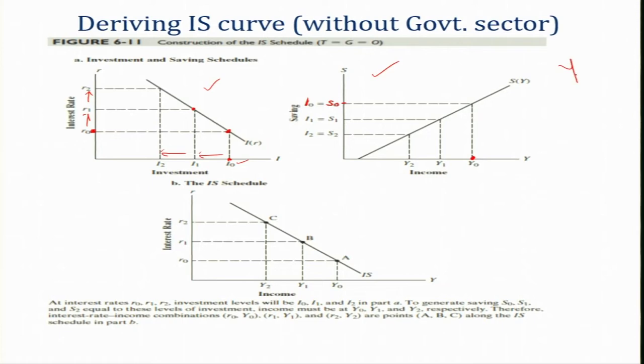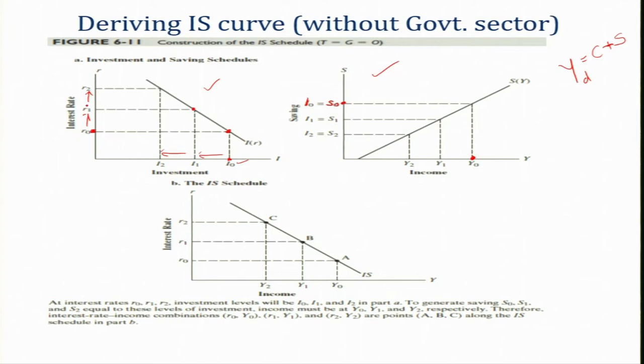So this S0 saving requires this much income, right? Because total income is equal to C plus S. Total income here we can put as disposable income, so C plus S we can put here. This much income is required. So in order to generate this much saving, to finance I0 investment, Y0 level of income is required. The second diagram shows that S0 saving is possible through Y0 level of income.